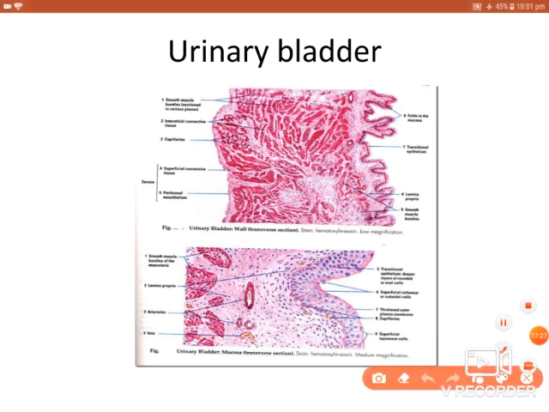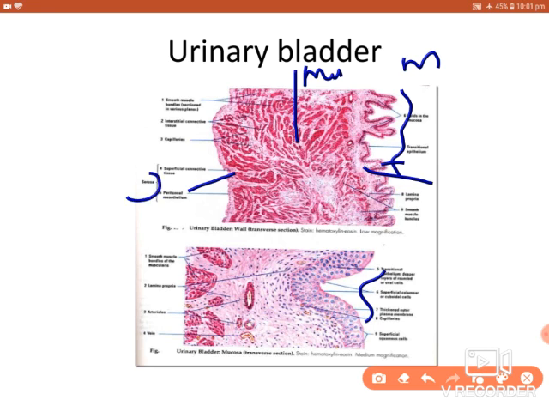So in the structure of the urinary bladder, the mucosa shows folds, and the lining epithelium is transitional. The lining epithelium and the lamina propria form the mucosal layer. Then comes the muscle layer, then the outer serosa or adventitia.